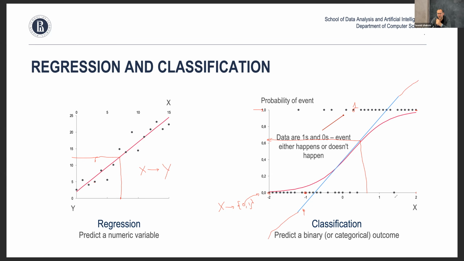But nobody forces us to use the straight line. We can, for example, use this curved line, the red one I showed here. It's in fact called logistic regression. And it kind of smoothly goes from 0 to 1.